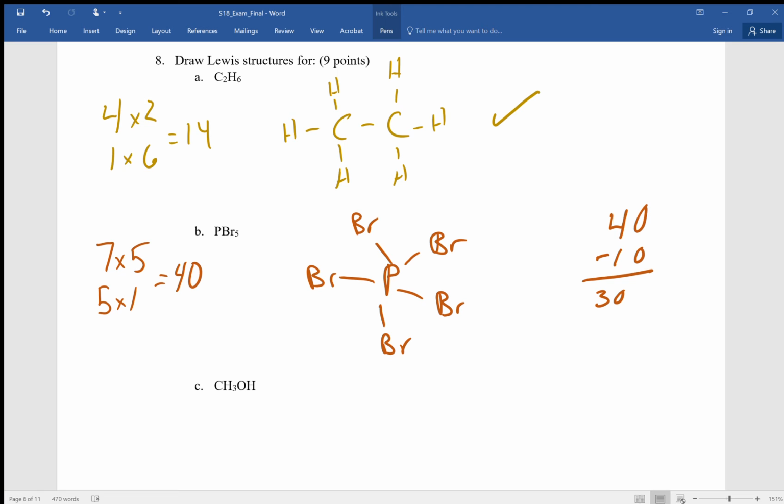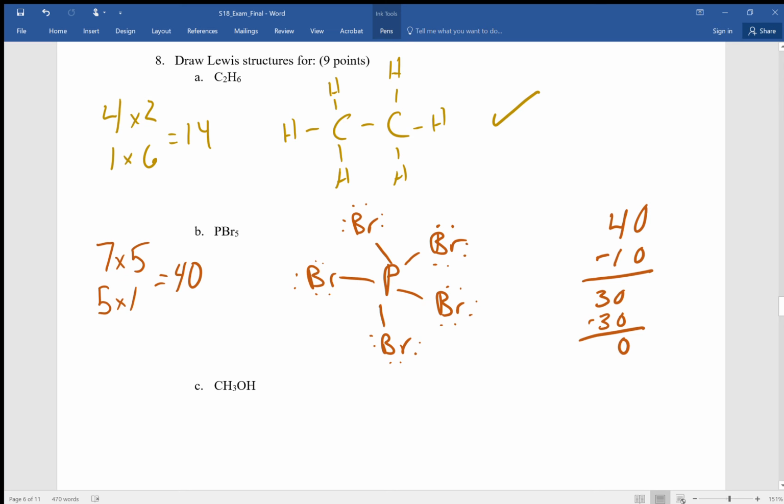From here, we can start filling in the lone pairs. We know that each bromine wants 3 lone pairs. So that's 3 lone pairs times 5 bromines. 15 lone pairs is 30 electrons. So we've used all of our electrons.